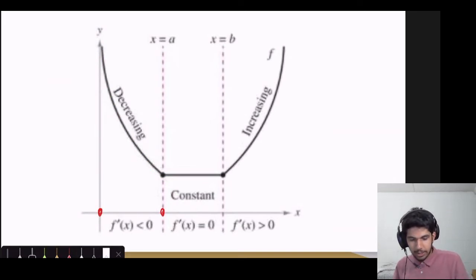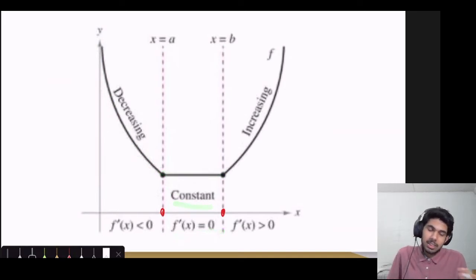Now let's consider a new interval. So this is from x equals a to x equals b. Now if we take the tangent line at any point, it's always the same tangent line because we're on a constant function there. So that means the first derivative is equal to 0 because it's constant. So if that's the case, then it's neither increasing nor decreasing.